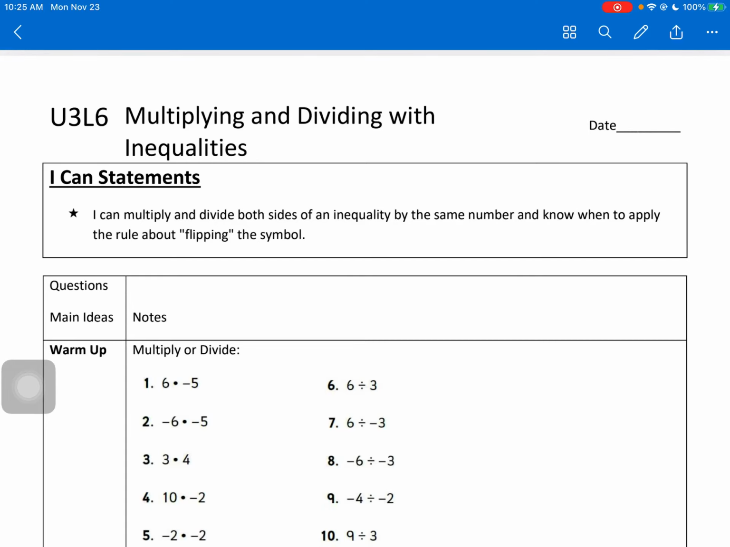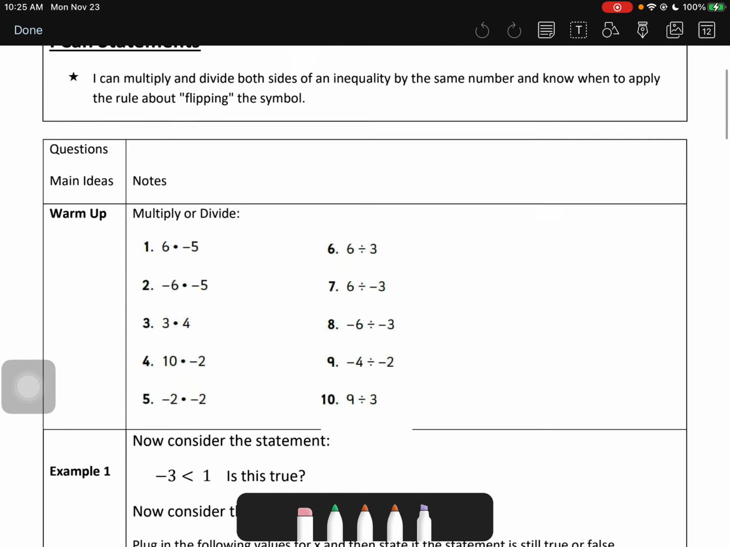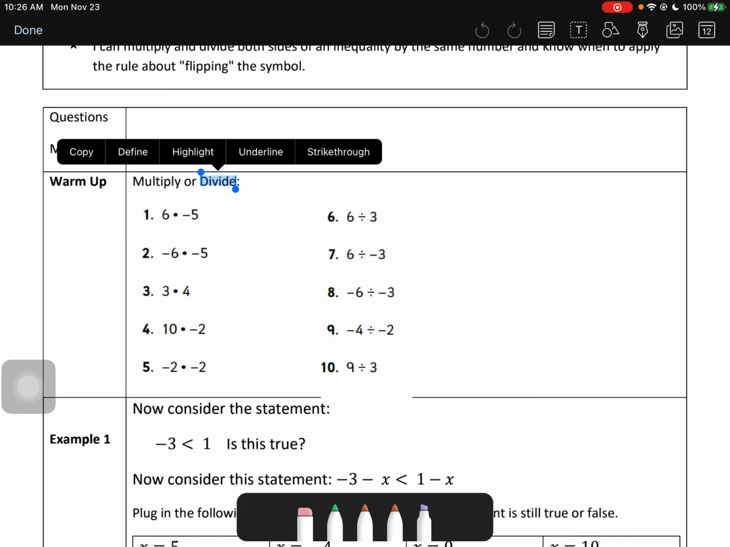In this lesson, we are going to be working with multiplying and dividing with our inequalities. So, as you take a look at our warm-ups today, we want to work with the multiplication and division of positive and negative numbers called integers. So, we would ask you to do the first section of questions and then we will go through them in class. For example, on number 1, 6 times negative 5.